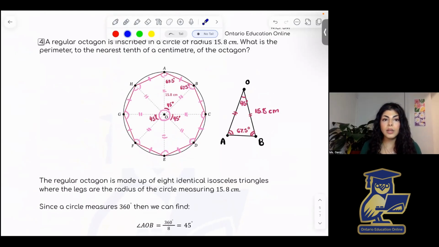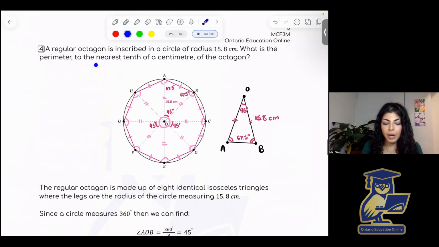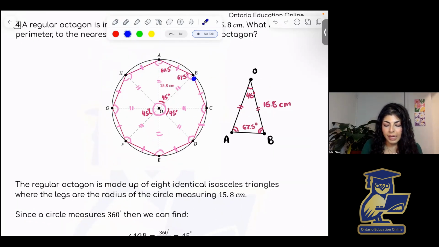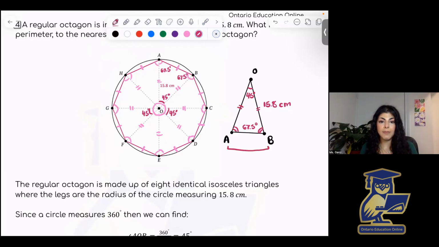And now, going back to what did the question even ask me? Because with these problems, you might sometimes get so caught up in analyzing and interpreting the question that you might forget, oh, what was I even looking for? But we were asked to find the perimeter of the octagon to the nearest tenth of a centimeter. So we are looking for these side lengths because there are 8 of these identical side lengths. So really, I am solving for this side length AB here.